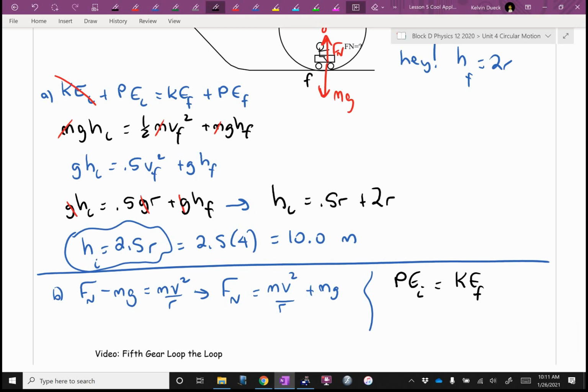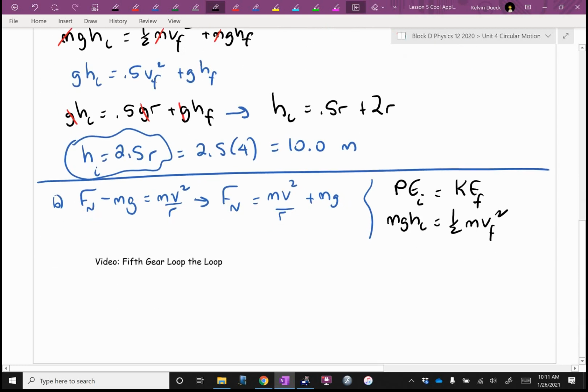And I'm going to do the same trick as we did before. I'm going to get an expression for V squared. So it's going to be this: mgh initial equals a half m V final squared. And I'm going to get V final squared equals 2g h initial.